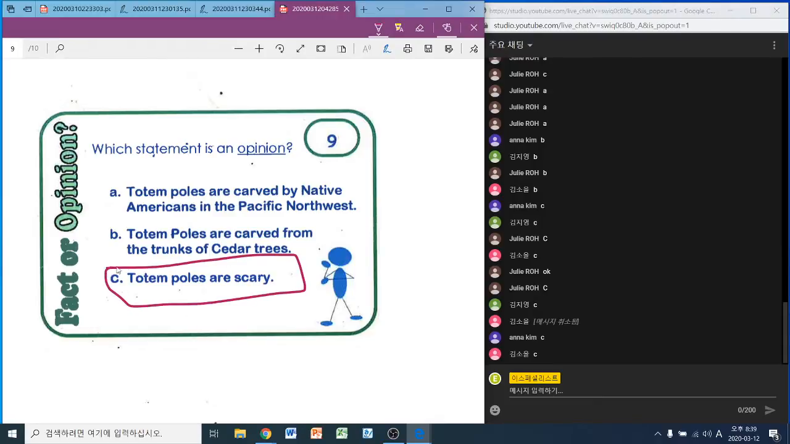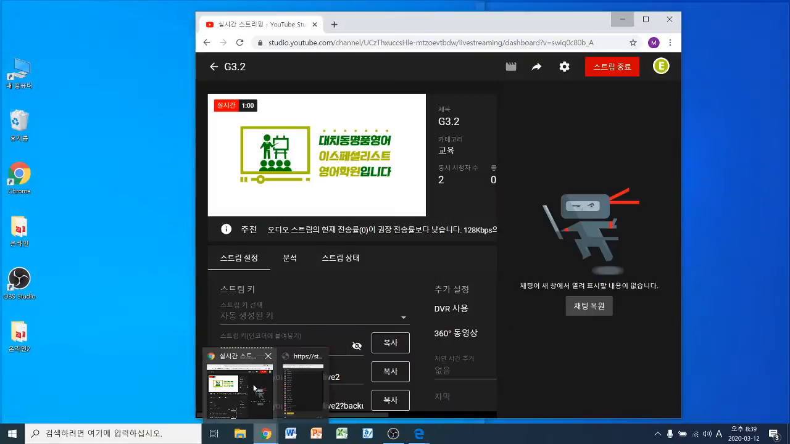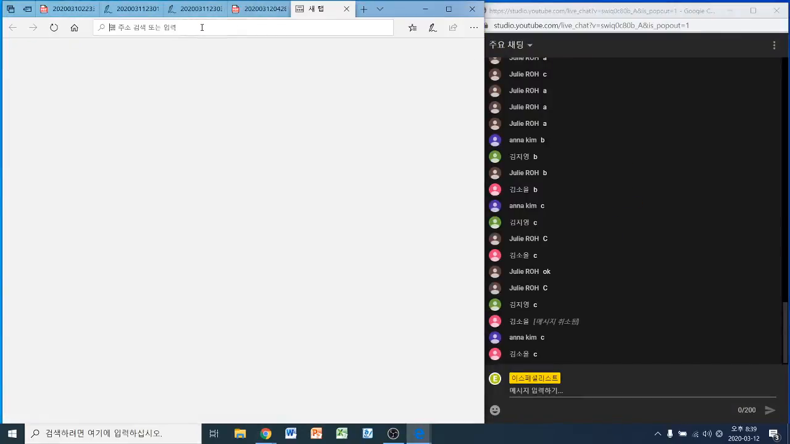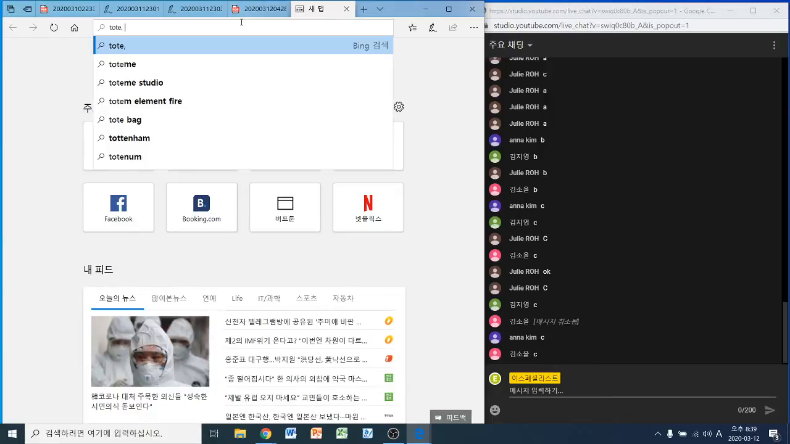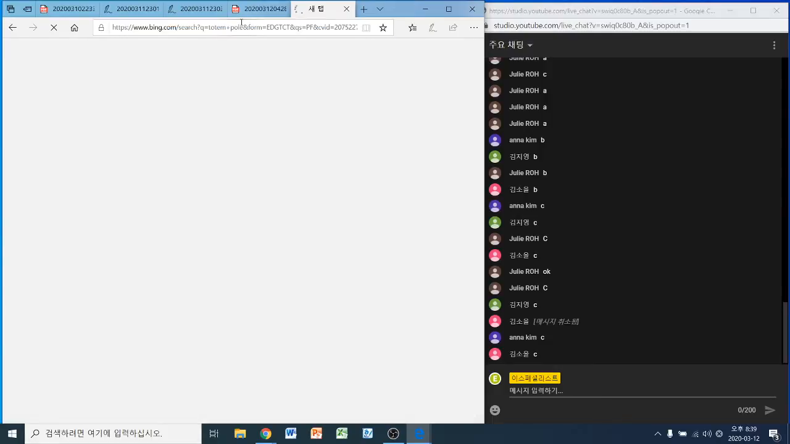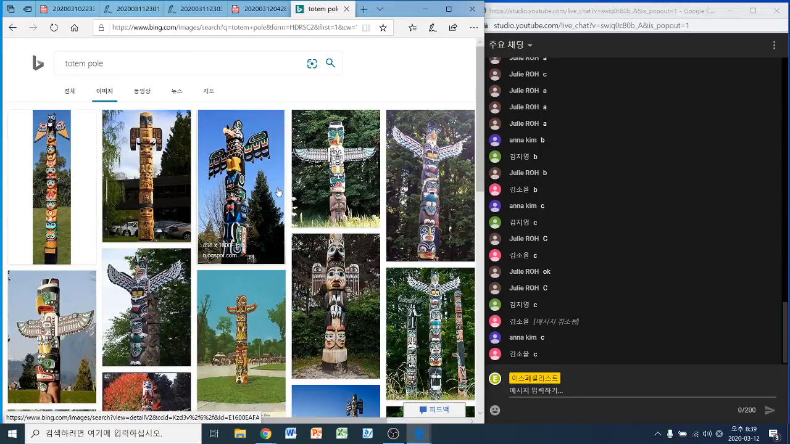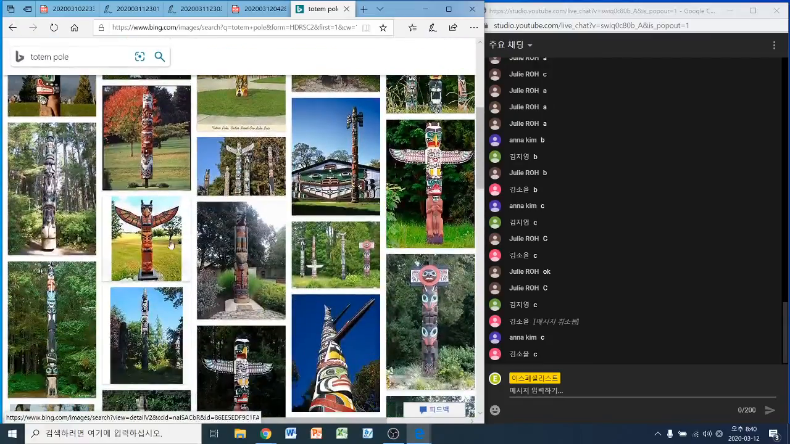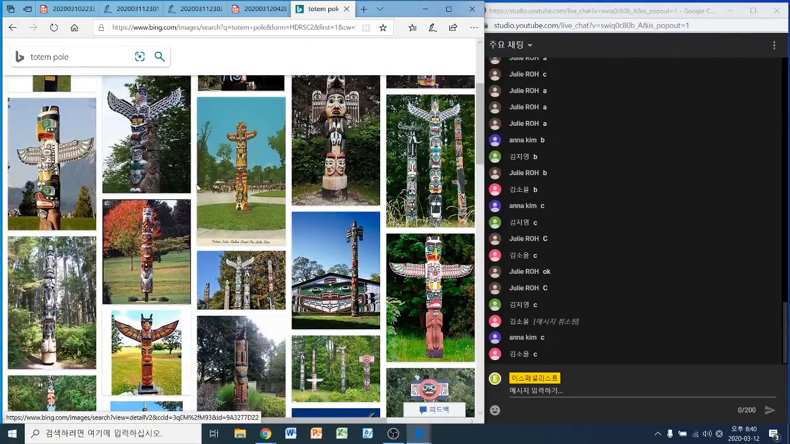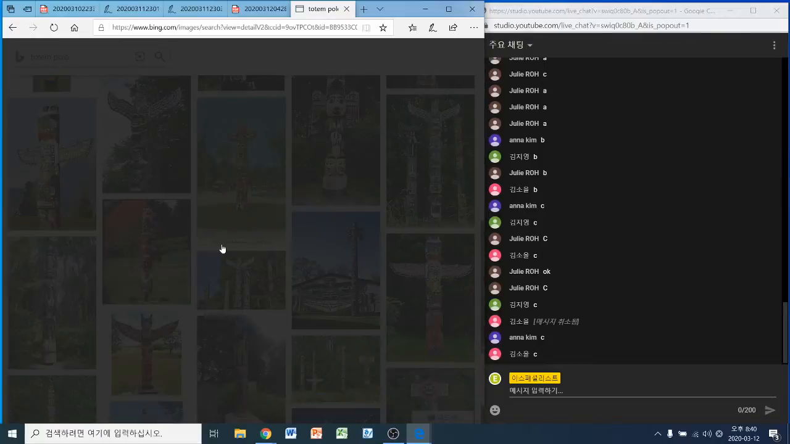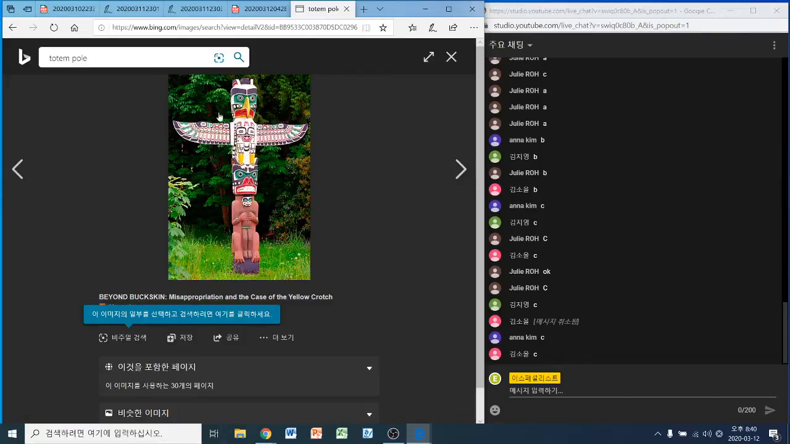This is an opinion. I don't always agree. I've seen some very beautiful totem poles before in my life. Do you guys know what totem poles are? I can show you. Do you want to see totem poles? You can watch this, right? If you look here, you can see these are totem poles. They look like this. They're built by the Native Americans, the people who lived in America before the European people came. I think they're pretty cool.